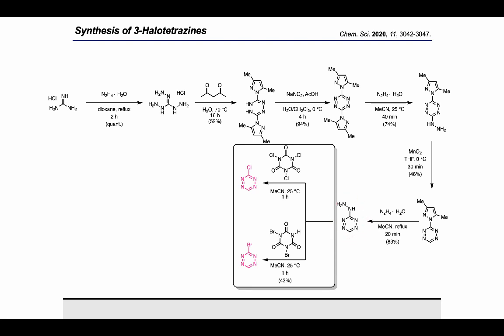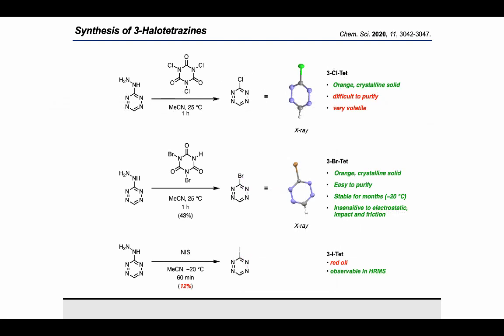We then found that these isocyanuric acid-derived compounds, namely trichloroisocyanuric acid and dibromoisocyanuric acid, were feasible halogenating reagents and produced the corresponding 3-halotetrazines. However, these 3-halotetrazines that we obtained showed quite different properties, whereas 3-chlorotetrazine was difficult to purify and was also very volatile and thus difficult to isolate. 3-bromotetrazine is easy to purify, stable for months in the freezer, insensitive to electrostatic impact and friction, and not as volatile as the 3-chloro derivative.